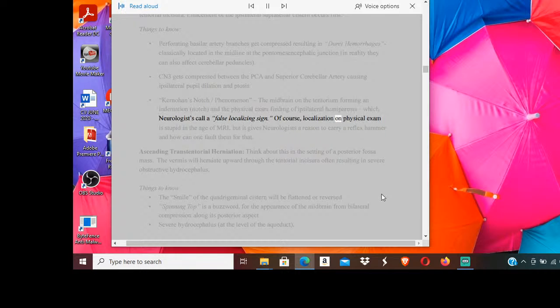Of course, localization on physical exam is stupid in the age of MRI, but it gives neurologists a reason to carry a reflex hammer, and how can one fault them for that?